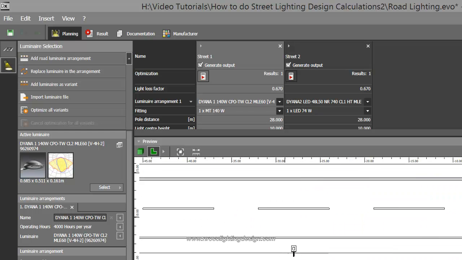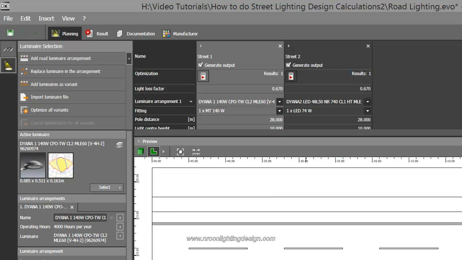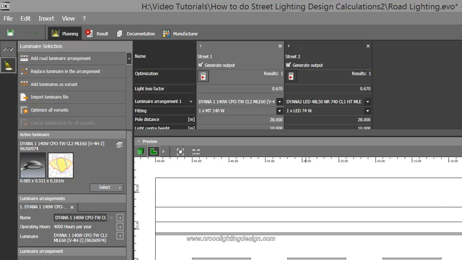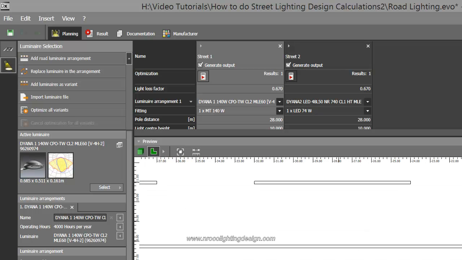And this is sometimes the mistake of the lighting designers, because they do not check the rotation of the fitting. Sometimes the fitting is pointing towards the road already, but the photometric diagram is on the side. So that's why you need to really double check it.